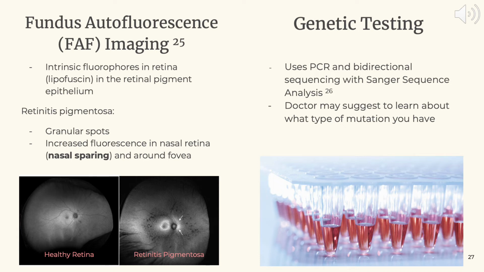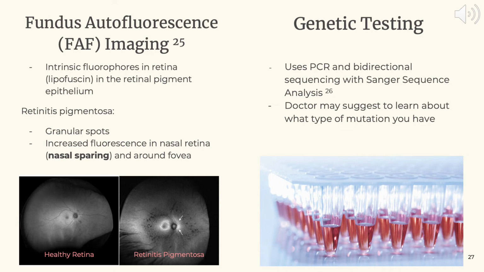In fundus autofluorescence imaging, intrinsic fluorophores are seen in the retina, which is made of lipofuscin. Lipofuscin is located in the retinal pigment epithelium and accumulates when the retina is broken down and is a result of aging. The healthy retina, shown on the left, has no granular spots or increase in fluorescence, and on the right is a picture of retinitis pigmentosa retina, which shows granular spots, increased fluorescence in the nasal retina beside the optic disc, which is also known as nasal sparing and is shown by those arrows and is specific to retinitis pigmentosa. And there is an increased fluorescence around the fovea, which is the brighter circle on the left.